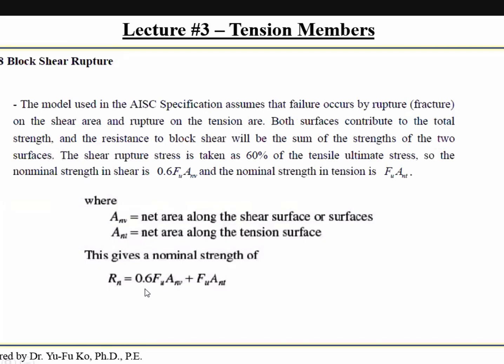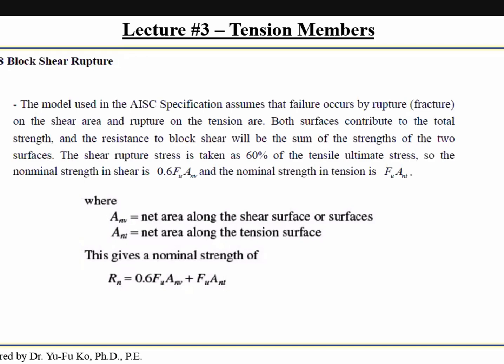It's a combination of shear and tension strength. So these two combined, we call Rn the nominal block shear strength: 0.6 Fu Anv plus Fu Ant. Anv is the net area along the shear surfaces. Ant is the net area along the tension surfaces.